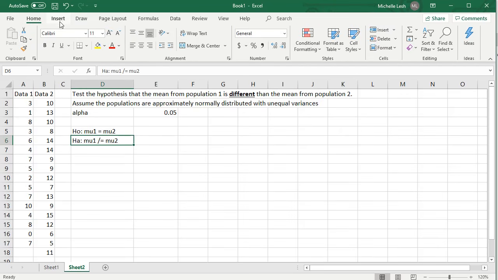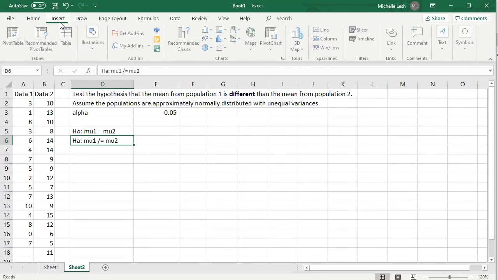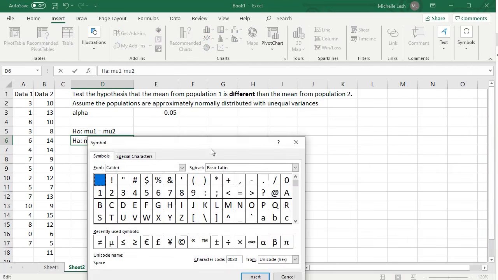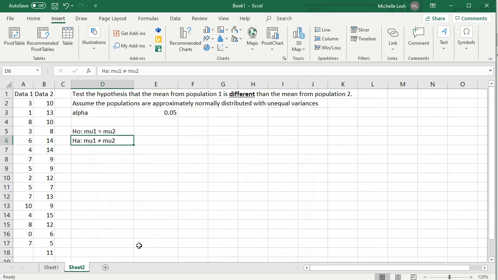Let me see if I go to Insert, I might be able to insert that symbol better. So I'm saying not equal, there it is. Close. So I'm saying not equal, right? There's the equal sign with a slash through it.